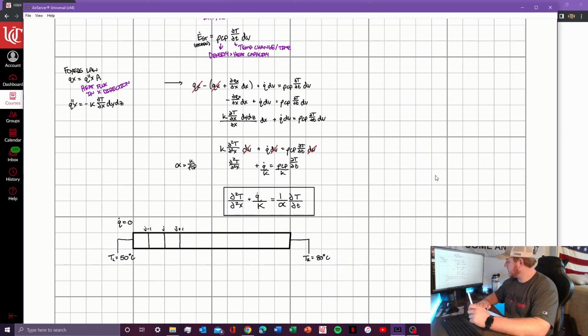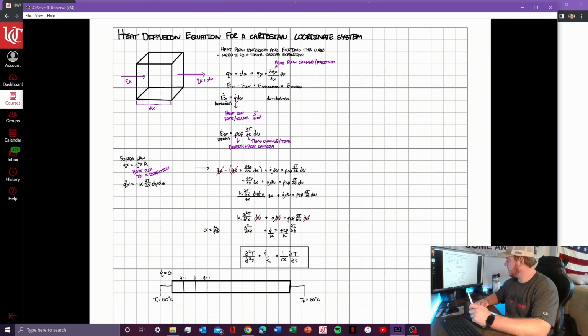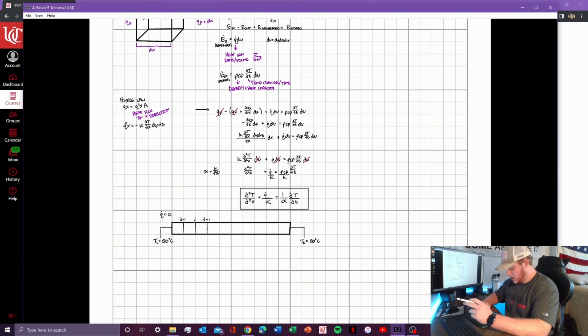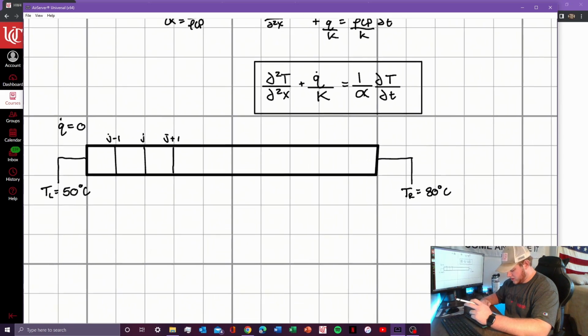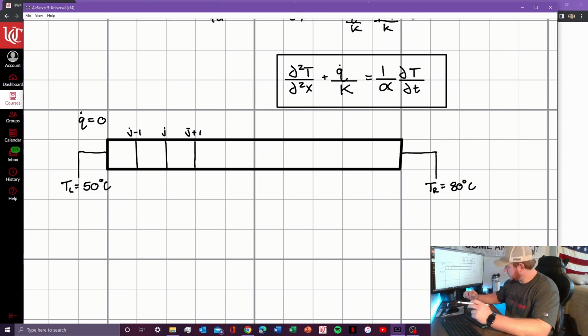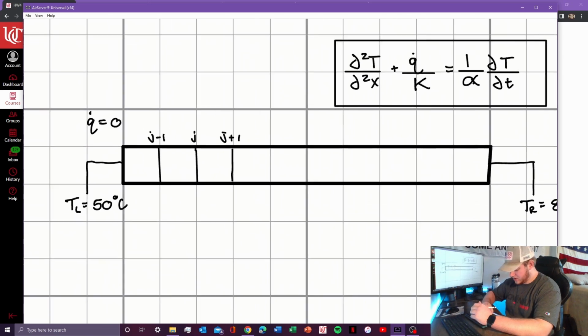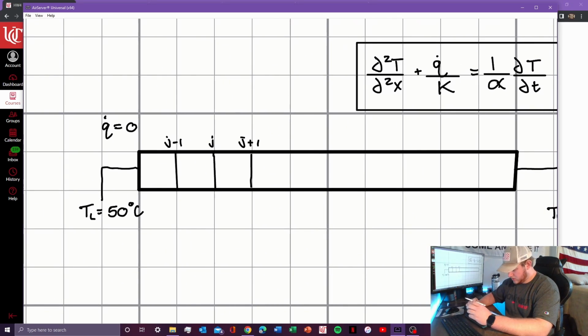This is all the last step, and then these are just a little bit better notes I took on it, so we can explain. This is our bar here. Again, the left side of the bar is 50 degrees Celsius. The right side of the bar is 80 degrees Celsius, and there is no heat generation inside of the bar.